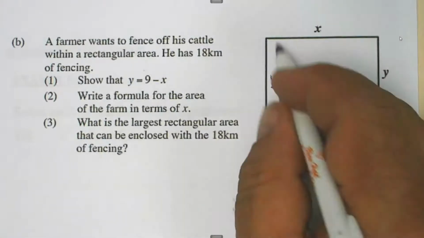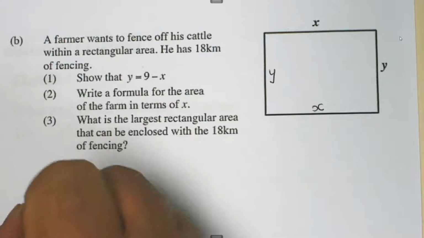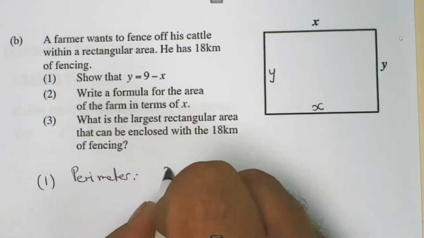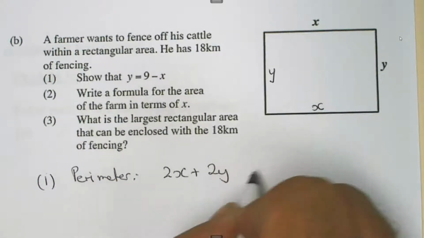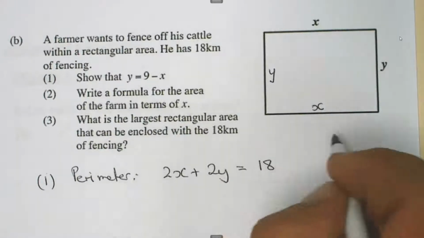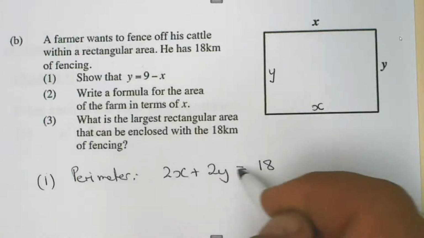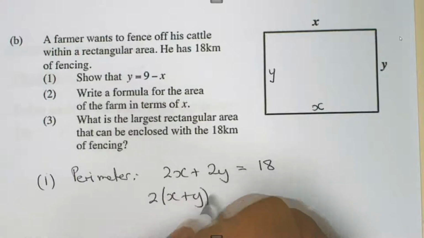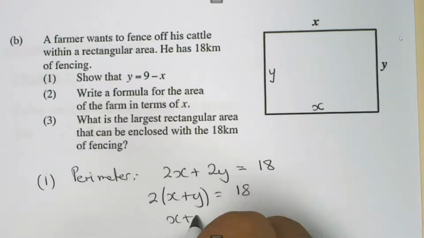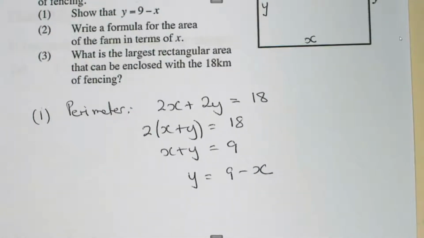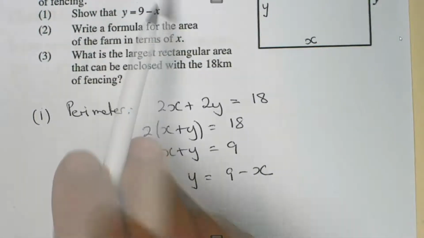And the perimeter is 2x plus 2y is equal to 18. Perimeter of a rectangle is twice length plus twice breadth. Now if I take out a common factor of 2, I get x plus y is equal to 18. Therefore x plus y is equal to 9. So here we can say y is equal to 9 minus x. And that is what we had to prove. We had to show that y is equal to 9 minus x.